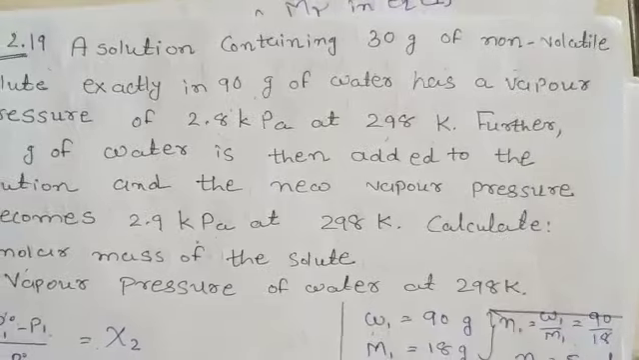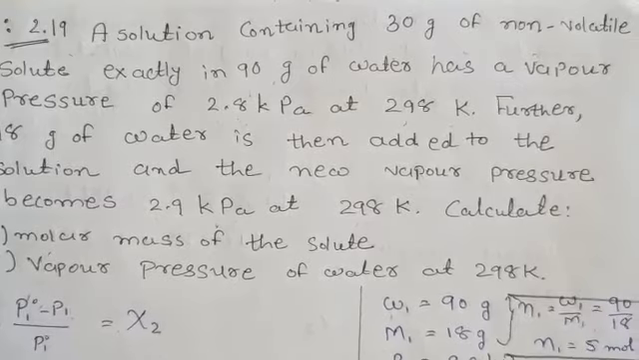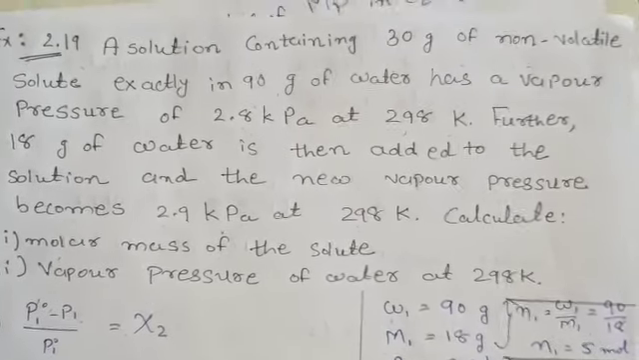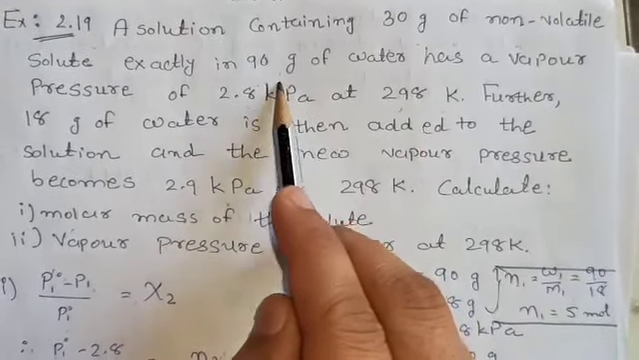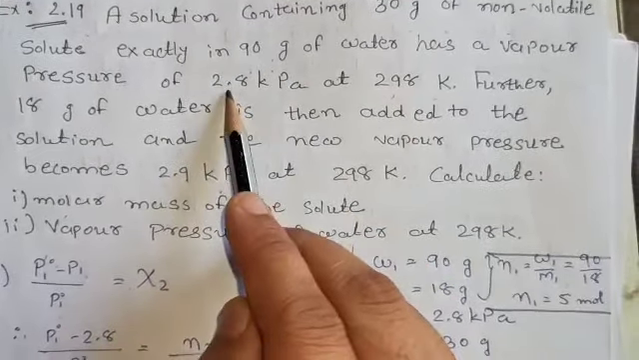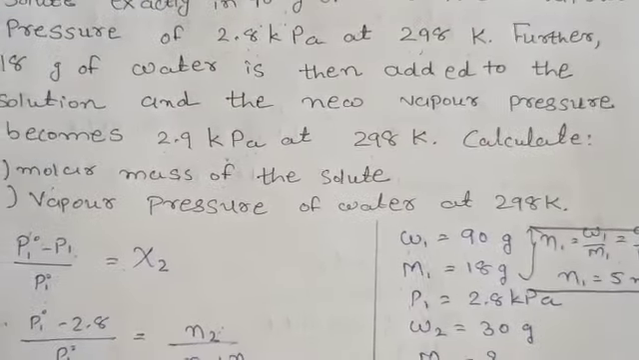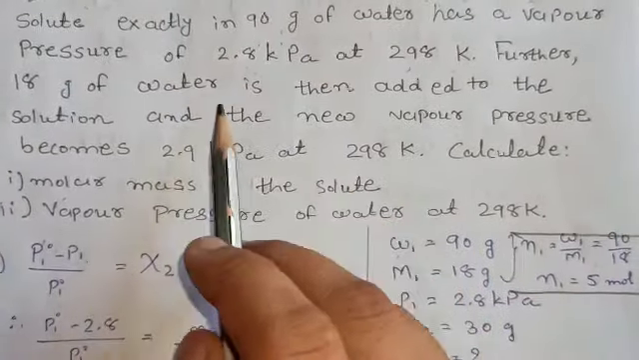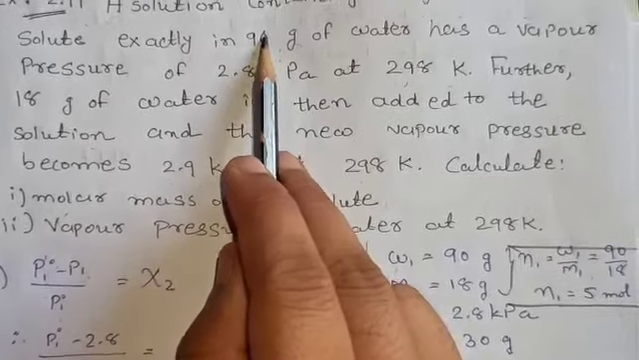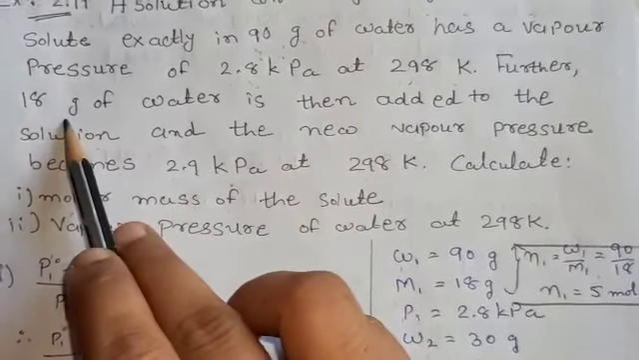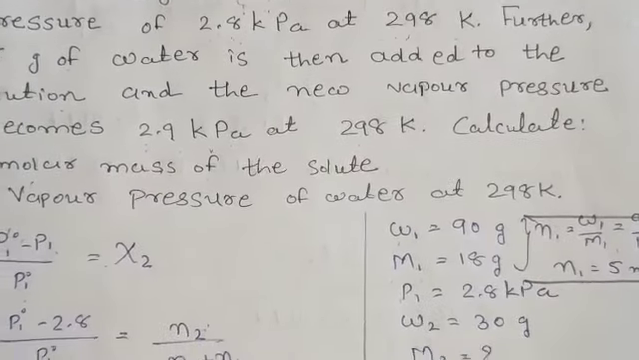Here we are adding 30 gram of non-volatile solute in 90 gram of water, meaning water is our solvent, right, having a mass of 90 gram. When we add 30 gram in that 90 gram, the solution formed has a vapor pressure of 2.8 kilopascal, right? Further, if we add 18 gram of water in this solution, the total mass of solvent will be 90 plus 18. The solution has a vapor pressure of 2.9 kilopascal, right?